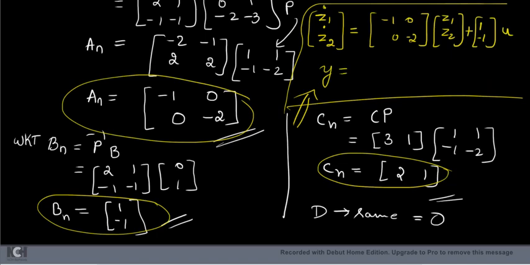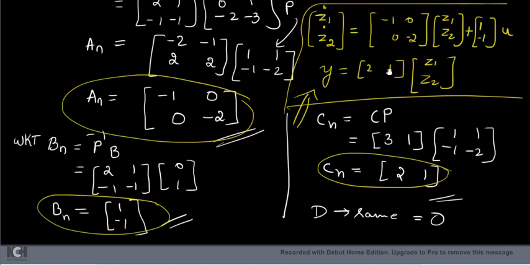Now what is the other equation for the state model? Y is equal to Cn: 2, 1. That is multiplied by z1, z2. Is there any D present? No. D is 0. So this is your diagonal canonical form of the state space model. It's in diagonal form. That's why it is called the diagonal canonical form of the state space model.